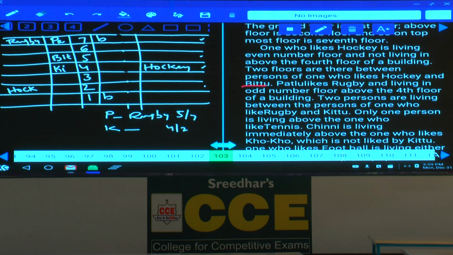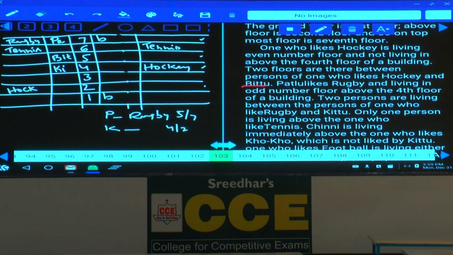Only 1 person is living above the one who likes tennis. Above the one who likes tennis, how many persons are there? There is only 1 person, and the person who likes tennis must be on the 6th floor. Only 1 person is living above the one who likes tennis.